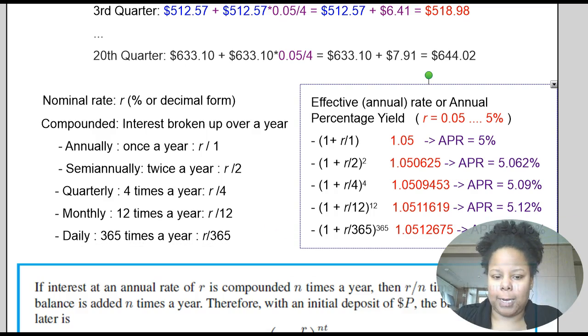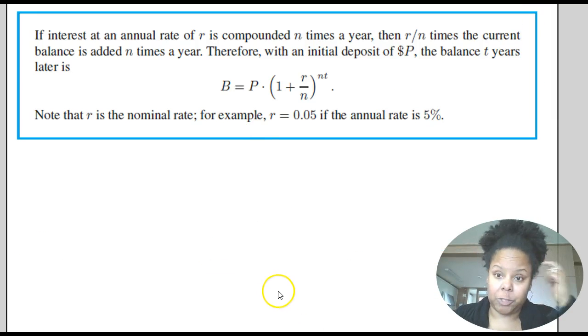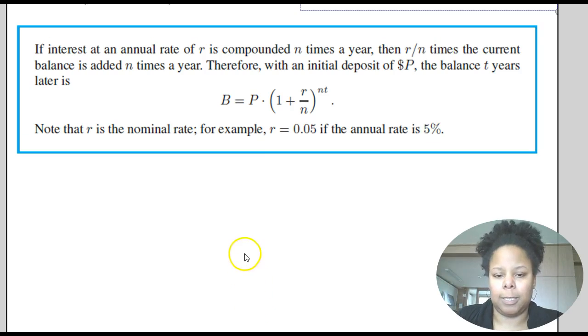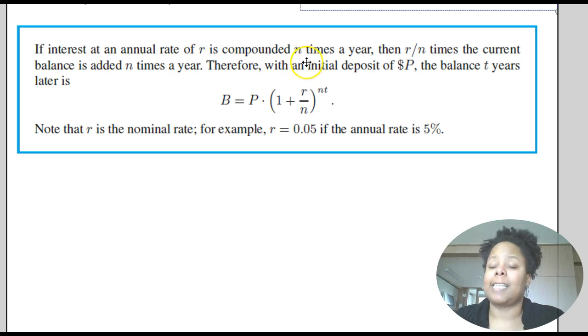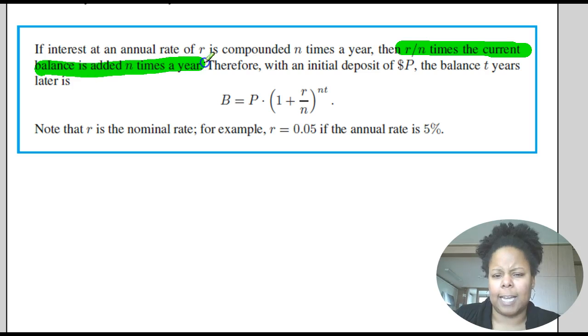So let's take a look at this statement that's in the book. It's good to note, and it looks very similar to the exponential function that we looked at in the last video. If interest at an annual rate of R, in other words the nominal rate of R, is compounded n times a year, so 1, 2, 4, 12, and 365 are the most common compounding times, then R over n times the current balance is added n times a year. That's one of the most important statements for how you calculate and apply interest. R over n times the current balance is added n times a year.